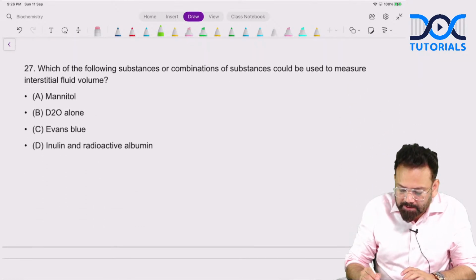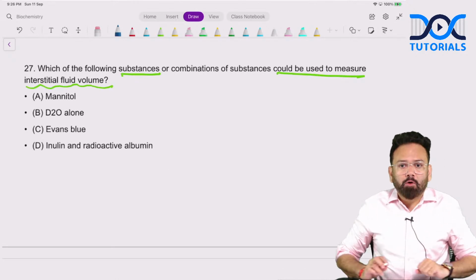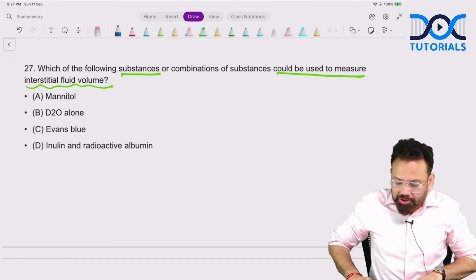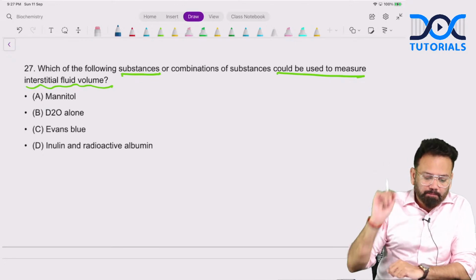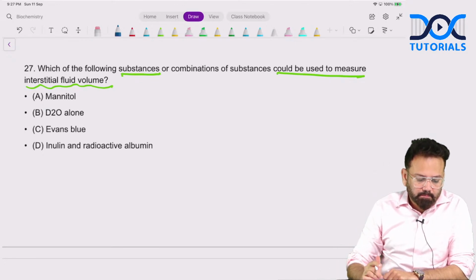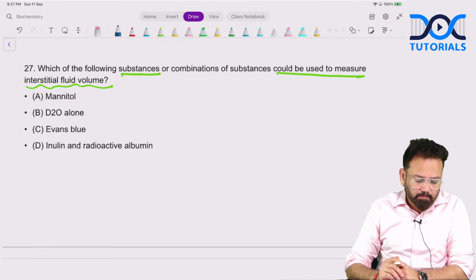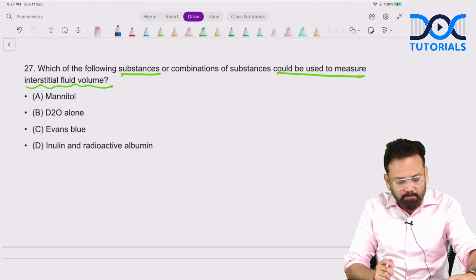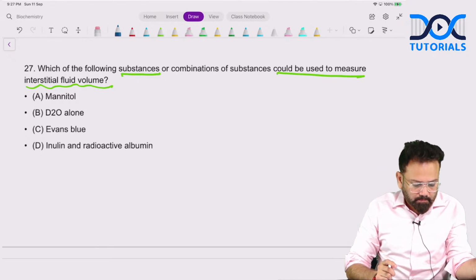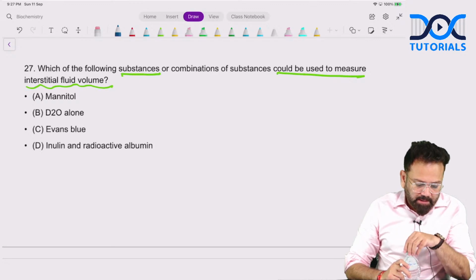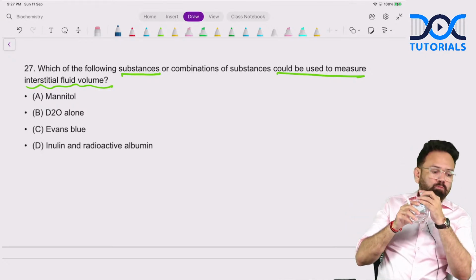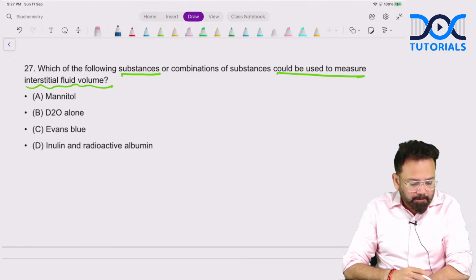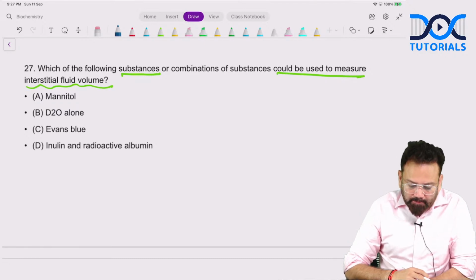Which of the following substances can be used to measure interstitial fluid volume? Which of the following substance or combination of substances could be used to measure interstitial fluid volume? What is the answer? We say D. Inulin.